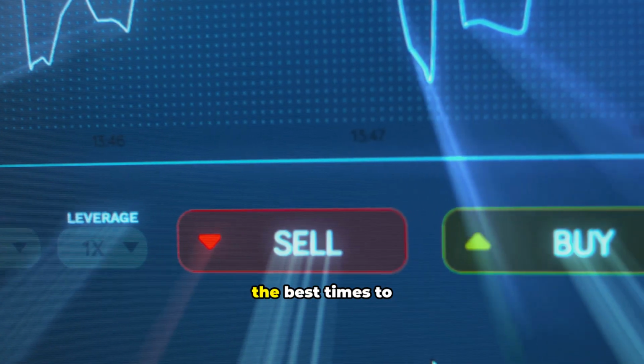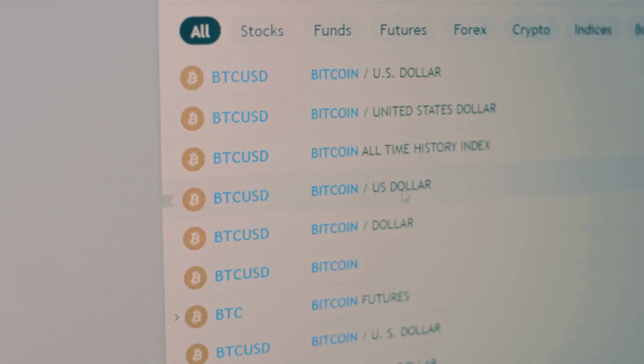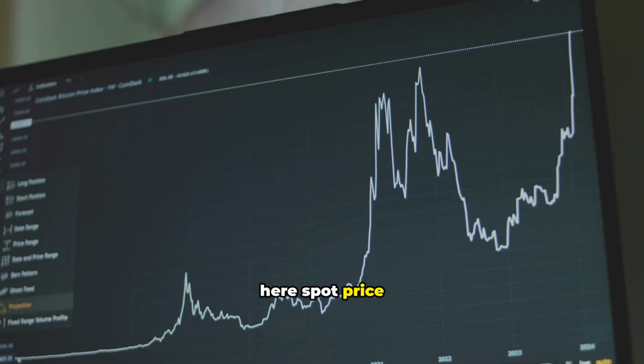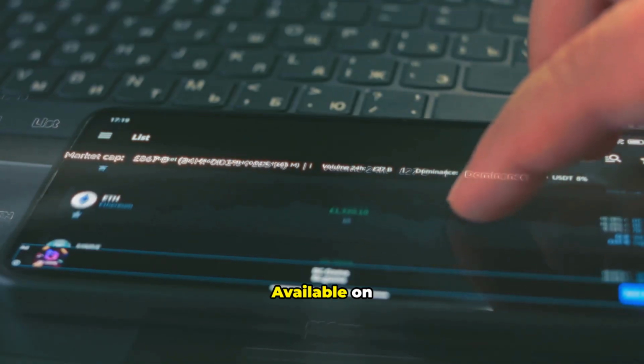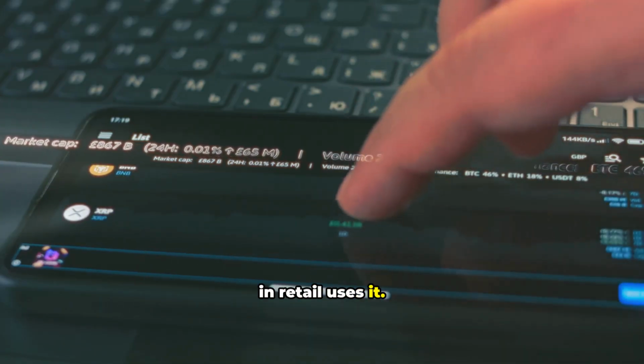That is historically one of the best times to buy Bitcoin spot. Everyone's wrong at extremes. Look at this. Negative funding here, spot price here. Look what happened next. This is information that's completely free, available on CoinGlass and Glassnode, and almost nobody in retail uses it. Now you know.